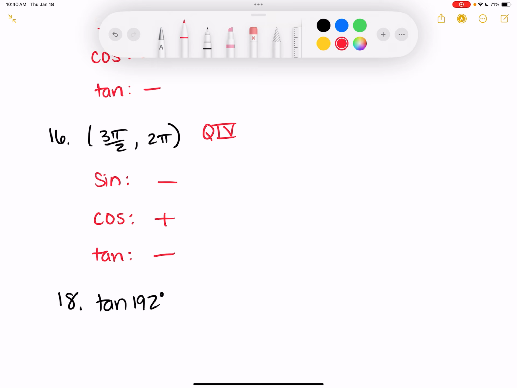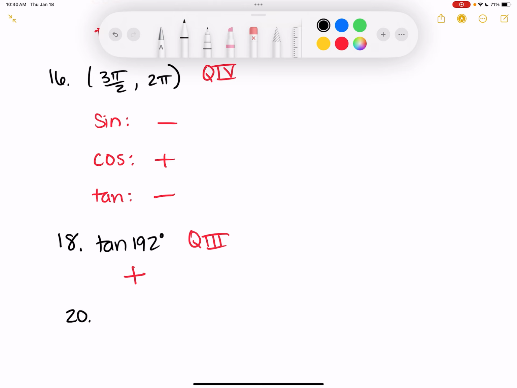Actually, it's positive. It's positive because it's in what quadrant? Quadrant 3, because it's bigger than 180 and less than 270. So this is going to be positive because sine and cosine are both negative there. For some reason I thought it was in quadrant 2. Not that one.